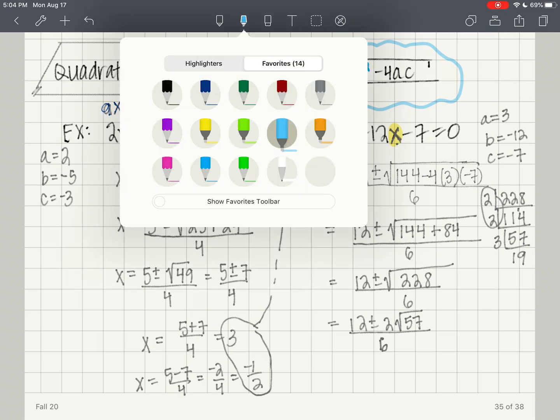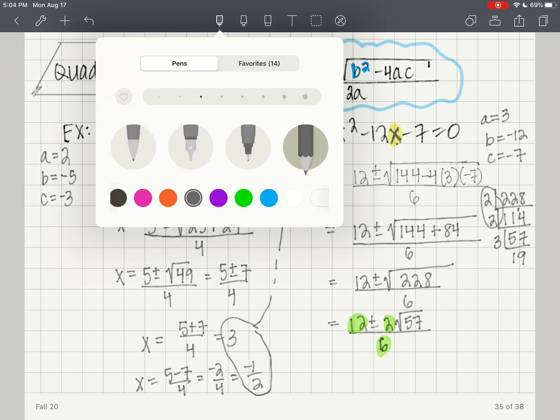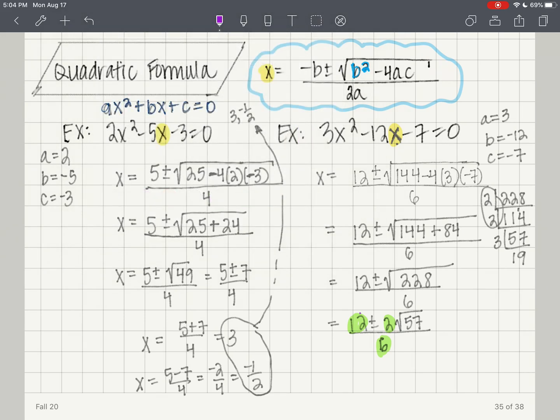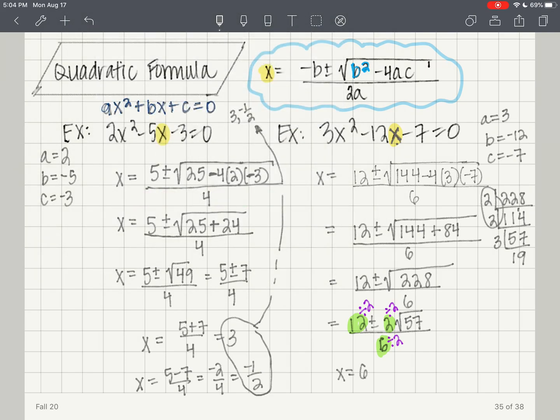And our last step is to look at these three numbers. Your number out front before the plus or minus, the number in front of the radical, and the denominator. And if all three of those numbers share the same factor, we need to reduce. So they all share a factor of 2. So we divide each term by 2, and we get our final answer, x equals 6 plus or minus the square root of 57 all over 3.